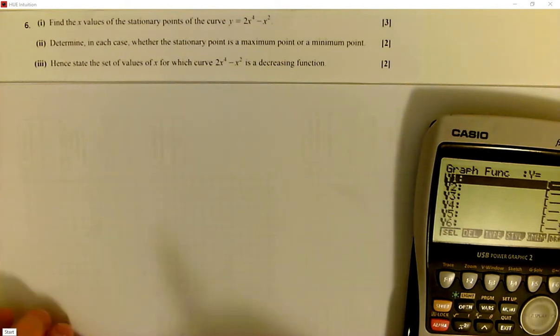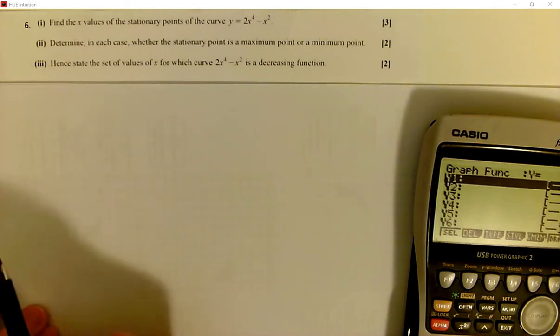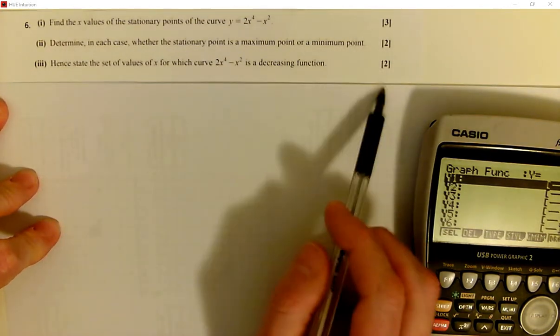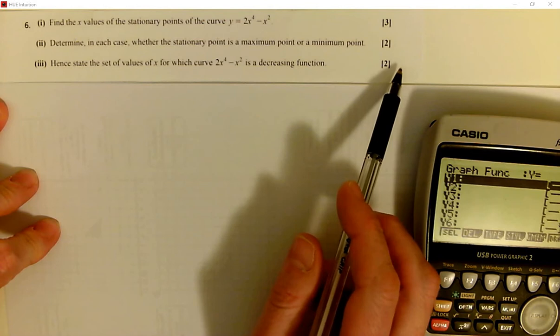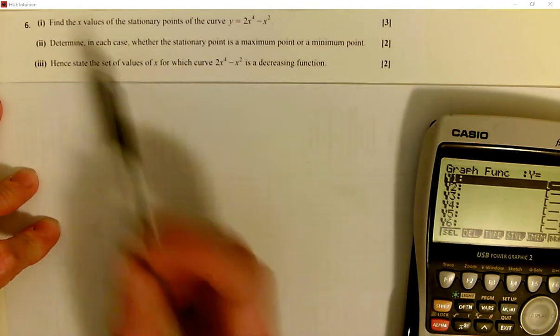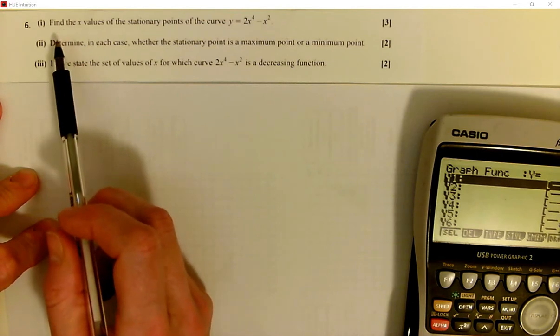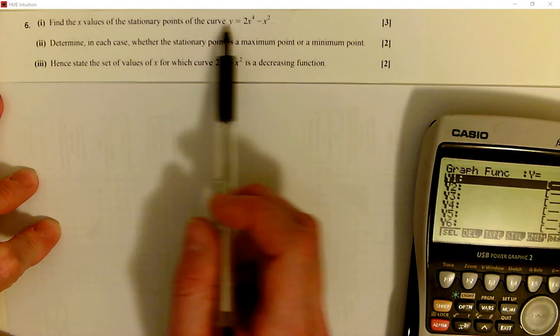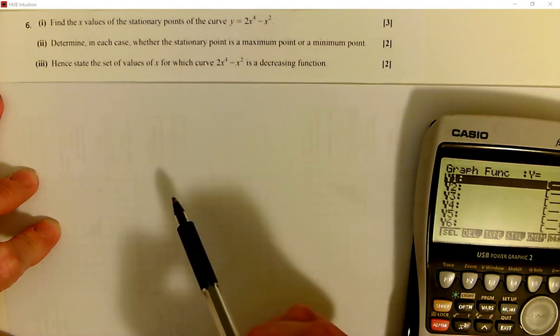Hi Year 12s, I'm going to go through question 6 from the January assessment. Okay, so this is split into 3 parts with small amounts of marks but actually a reasonable amount of work for them. The first part is a find, so you just have to find the answers. Find the x values of the stationary points of the curve y equals 2x to the 4 minus x squared.